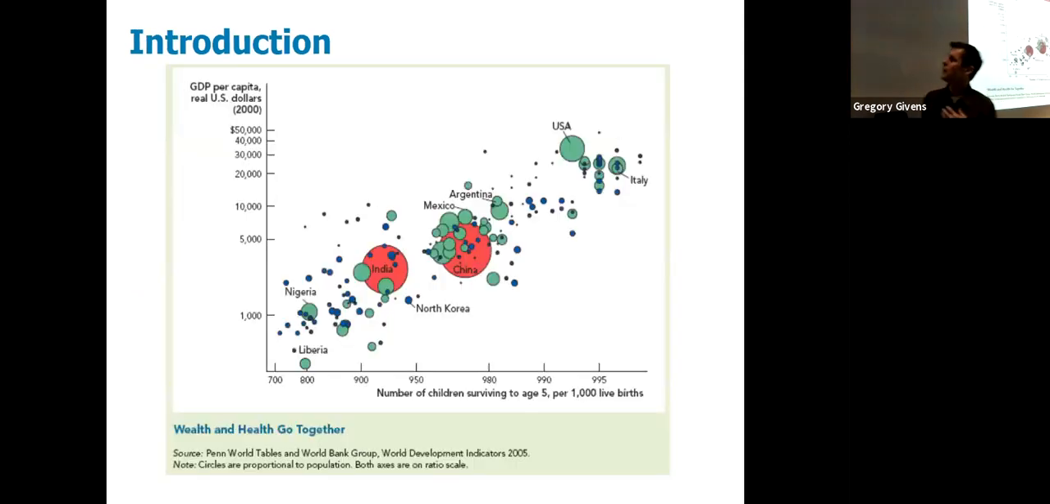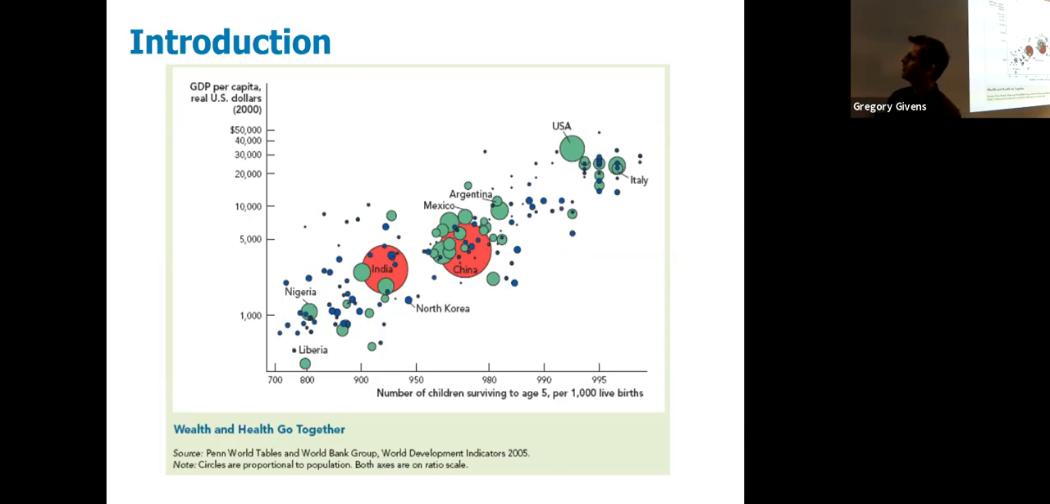So here's a graph. It's a scatter plot that shows a bunch of different countries across the world. On the vertical axis, you have real GDP per capita, all right? Now it's measured in US dollars. So we're talking about a bunch of different countries here, and so their real per capita GDPs have been converted to US dollars using exchange rates. On the horizontal axis, what do we have? The number of children surviving to age 5 per 1,000 live births. So it is a measure of infant mortality, okay?